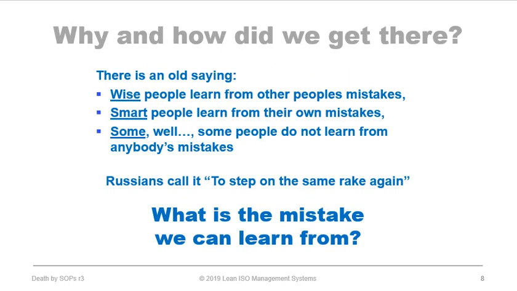Why and how did we get there? There is an old saying, wise people learn from other people's mistakes, smart people learn from their own mistakes. Some people do not learn from anybody's mistakes. Russians call it to step on the same rake again. Strongly recommend not to try it, it hurts. So, what is the mistake we can learn from?